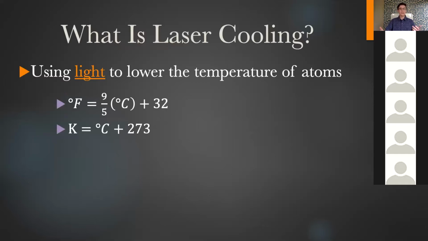Laser cooling is the idea of using light to lower the temperature of atoms. For your benefit, I put up the conversions between Fahrenheit, Celsius, and Kelvin. The one that I'm going to talk about and the one that we care the most about is the Kelvin system. The Kelvin system basically is all positive numbers. And the other thing to know is that absolute zero is the same thing as 0 degrees Kelvin, which is where all atomic motion stops. Those are kind of the bounds of the Kelvin system.